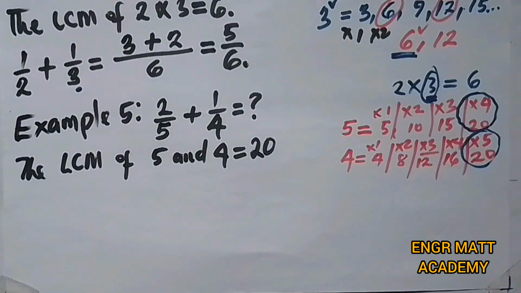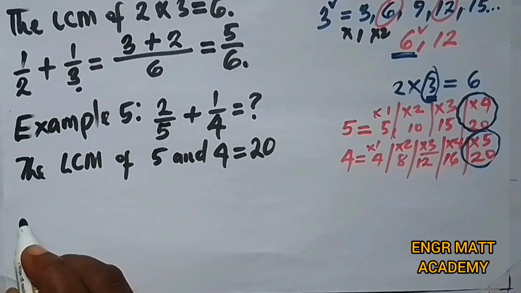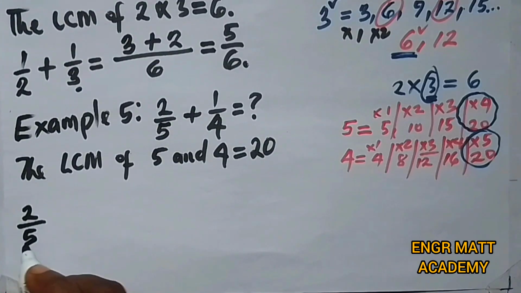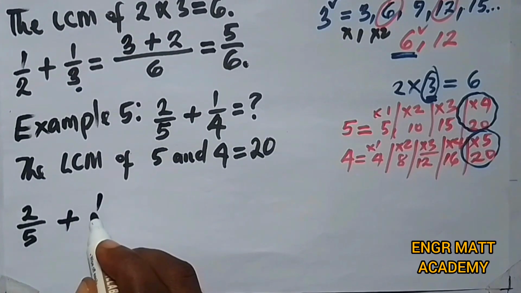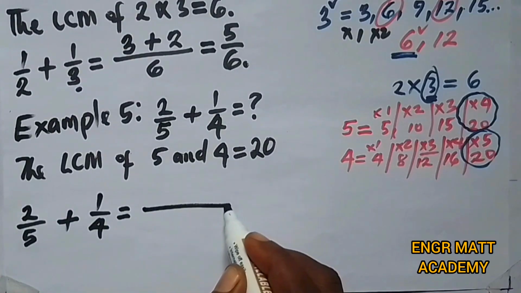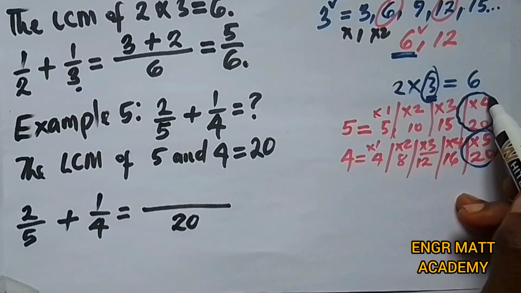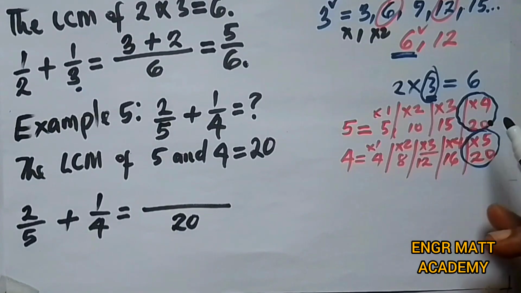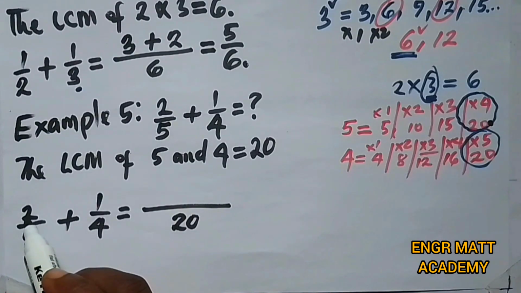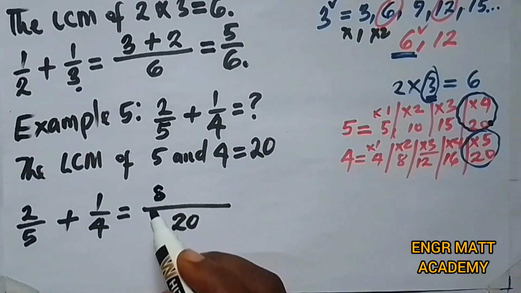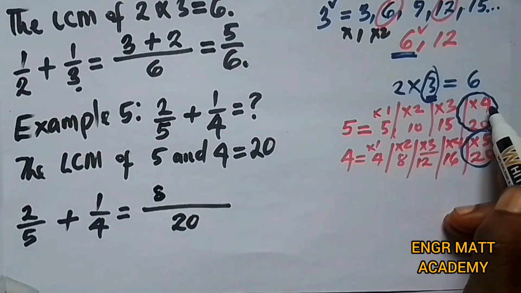So let's move on. Now that we know the LCM of 5 and 4, we say 2 over 5 plus 1 over 4 is equal to, we pick the LCM. Now we need to multiply the number above 5, the numerator. Why do we do that? Because to get 20, we said 5 times 4 to get 20. So we use that same 4 to multiply these two. So we have 8. 2 times that 4 will give us 8.